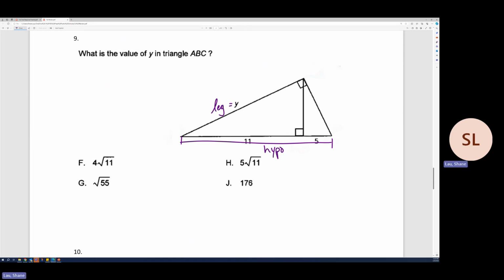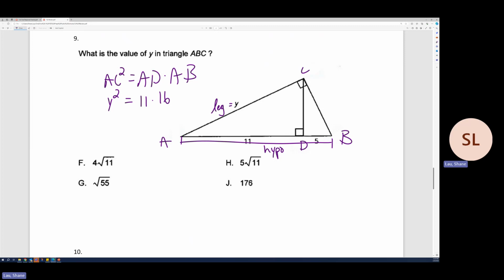And our leg geometric mean said that if we have A, B, C, and D like this setup, make sure you set it up correctly, make sure you label, we should get AC squared equals AD times AB. Be very careful here, okay? AC we said was Y. Y squared equals AD, which is 11, times AB. But AB is the entire segment, so we got to make sure that we add both pieces. 11 plus 5 is 16.